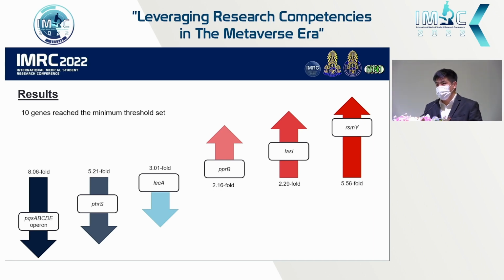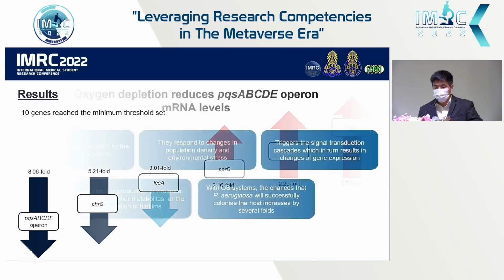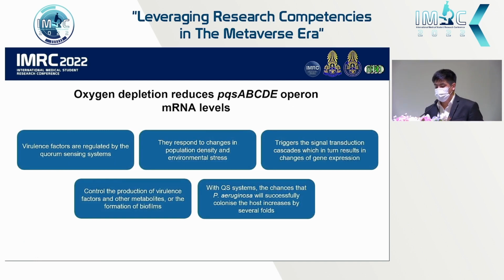However, the three novel findings from this study are that during oxygen depletion, there's a reduction of PQSABCDE operon mRNA levels. So why is this important? The PQSABCDE operon is considered one of the quorum sensing genes, along with LAS and RHL. These three are really important in the functioning of Pseudomonas aeruginosa. Why so? Quorum sensing systems regulate virulence factors and their response to changes in population density and environmental stress.